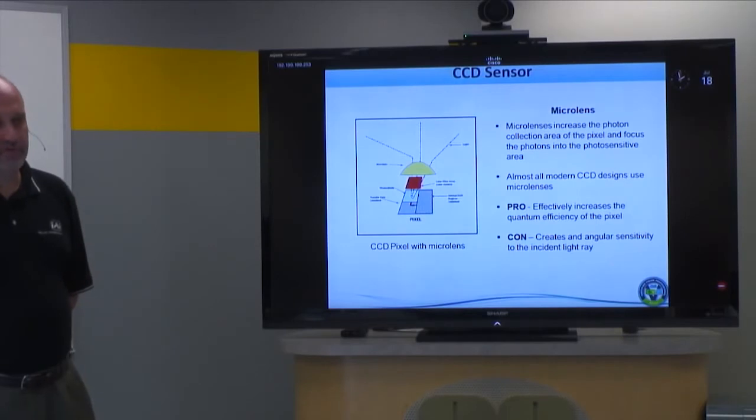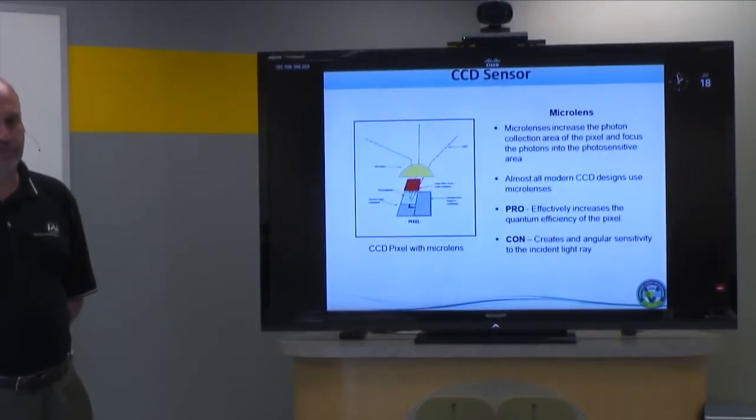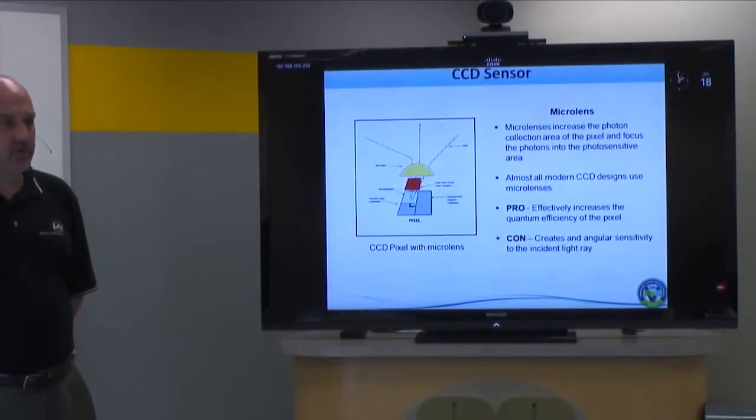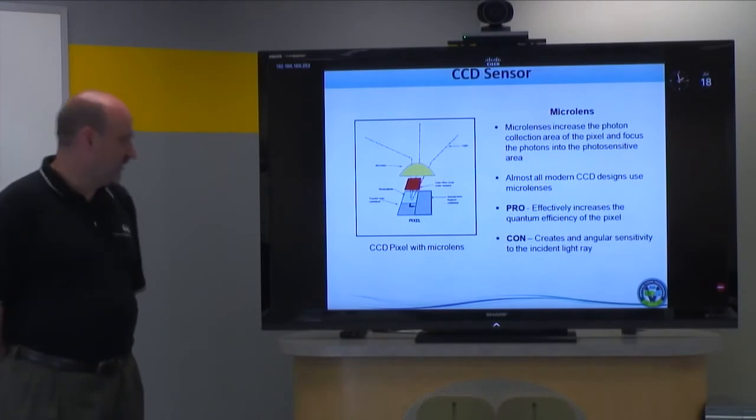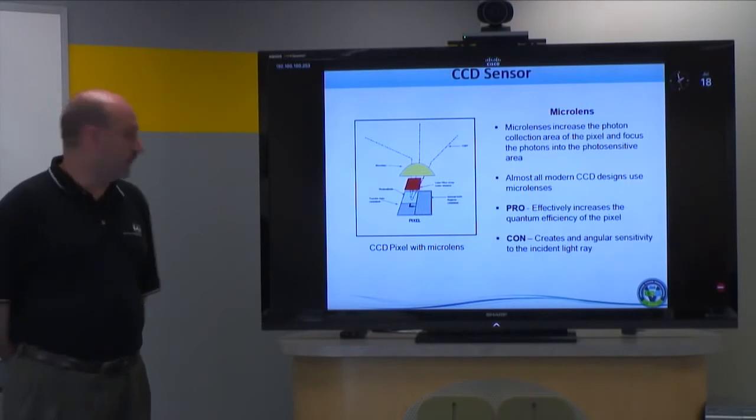Almost all modern CCDs use microlenses. There are very few exceptions. There are some application exceptions, especially in the UV, where the microlens is undesirable. But as a starting place, almost all visible CCDs use microlenses today. The pro is they effectively increase the quantum efficiency of the pixel. The con is that they create an angular sensitivity to the incident light ray.